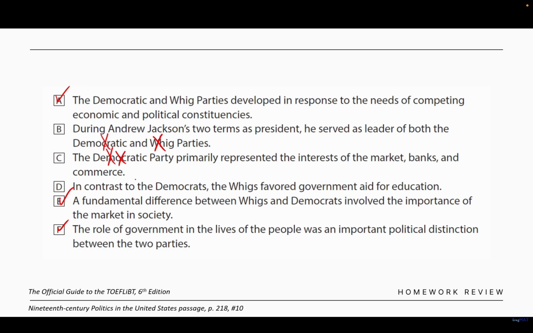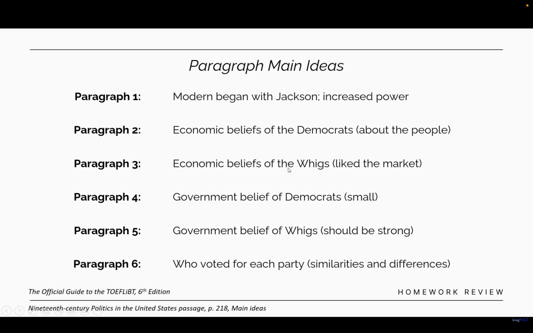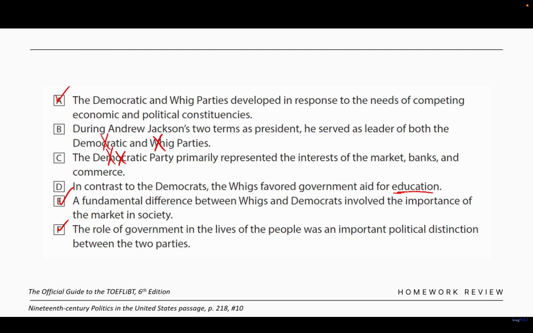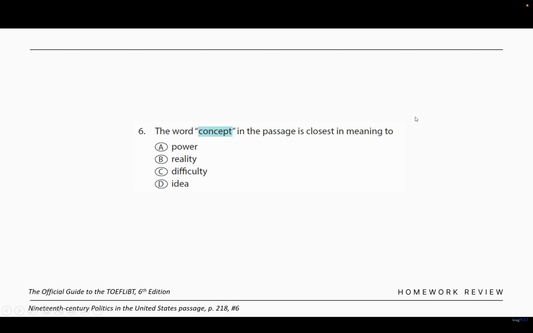D is wrong because... What does D focus on specifically? That Whigs favored government aid for education. Education. Do you see a main idea anywhere about education? No. Yeah, neither do I. So even if it's true, it's too specific, right? Exactly. Even if it's true, it's too specific. Okay.